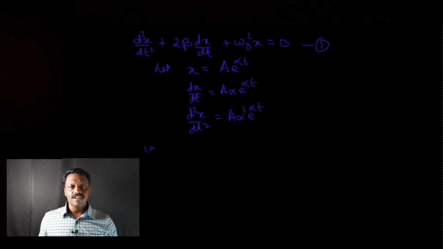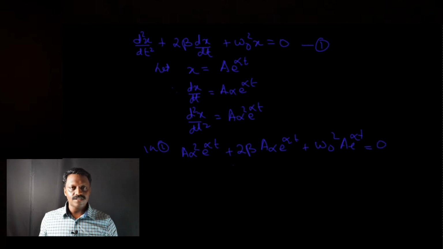So on obtaining the first and the second derivatives of x, we will substitute this in equation 1, which is the differential equation of the damped harmonic oscillator. So substituting, we have a alpha squared e raised to alpha t plus 2 beta a alpha e raised to alpha t plus omega naught squared a e raised to alpha t is equal to 0.